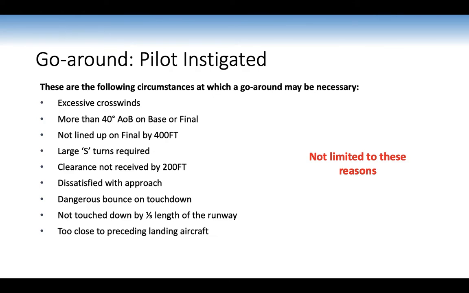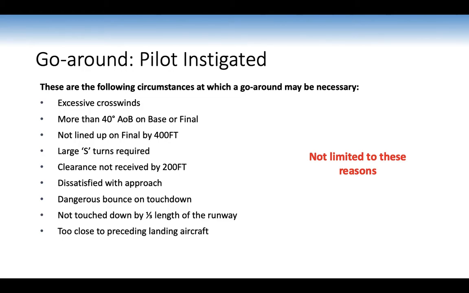Not lined up on final by 400 feet; you want to aim to have wings level by 500 feet. Using large S-turns, trying to overcompensate and not quite getting on that center line. Clearance not achieved by 200 feet, to prevent an incident, especially at Class D airspace. Dissatisfied with the approach, so you're too fast, you're too high. Dangerous bounce on touchdown, as you could risk a second bounce. Not touched down by a third of the length of the runway.